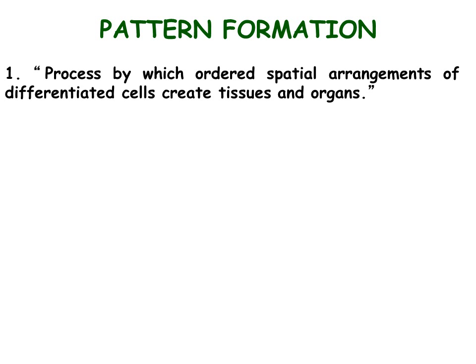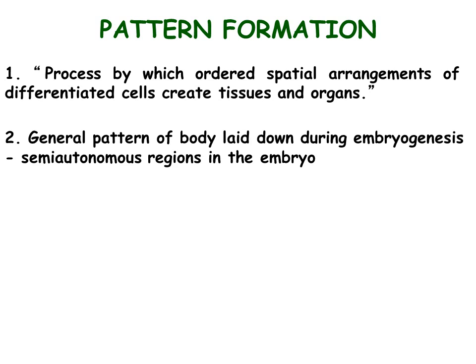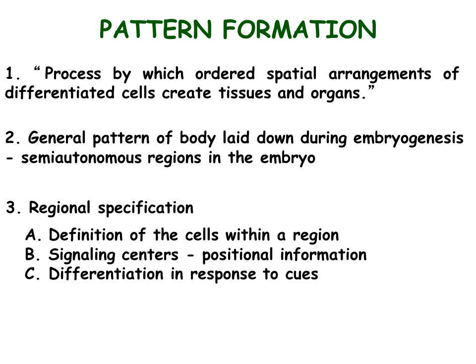So we're going to talk briefly about pattern formation. It's defined as the process by which ordered spatial arrangements of differentiated cells create tissues and organs. The general pattern of the body is laid down during embryogenesis, and these lead to different regions in the embryo, or semi-autonomous. Oh, I swear, I'm getting the emphasis on the wrong syllable a lot in this one. Anyway, there's also regional specification, definition of the cells within a region. What cells compose a region then?